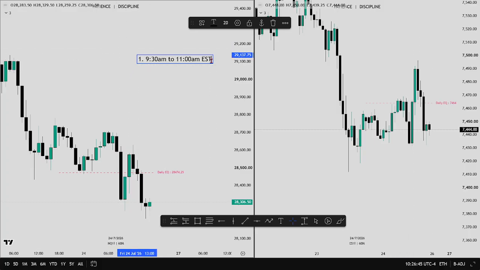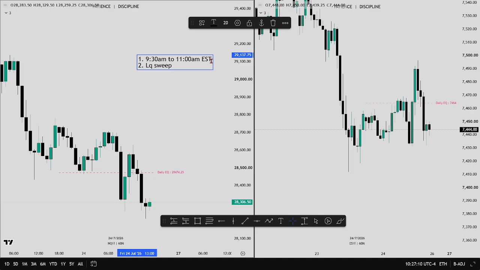So I trade from 9:30 a.m. to 11 o'clock a.m. Eastern time. At that time, I'm always looking for a liquidity sweep. I'm looking for a liquidity sweep from 9:30 to 11. I need a liquidity sweep.